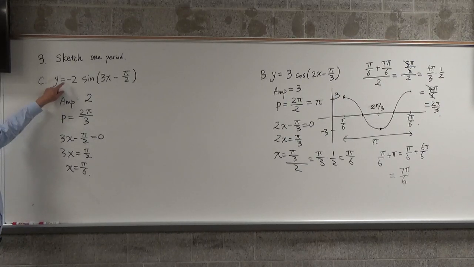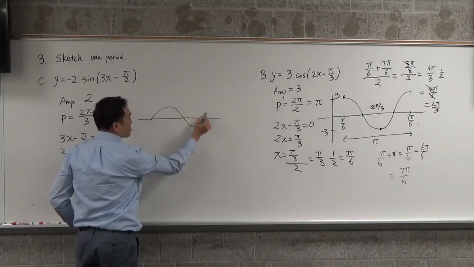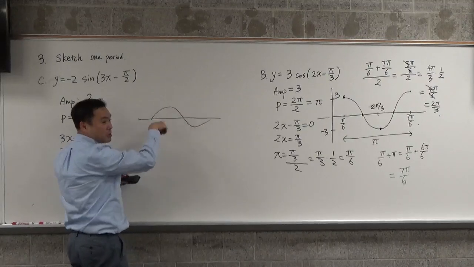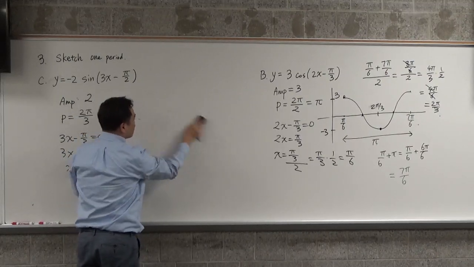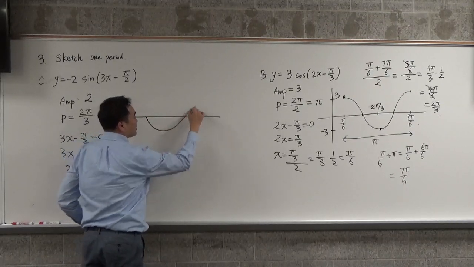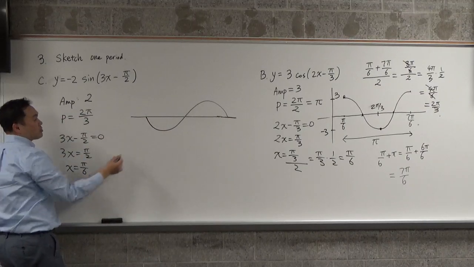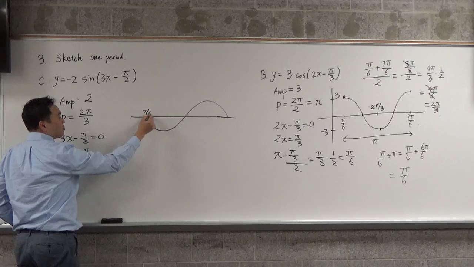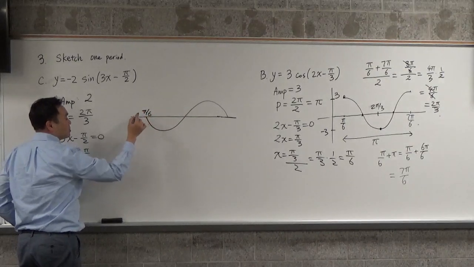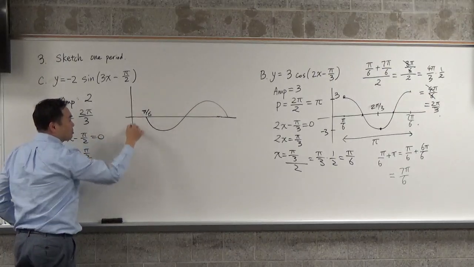However, you still need to know how to handle this minus. What does this do? It flips upside down, right? Good. So instead of drawing the usual sine graph, you have to flip it upside down. So you're going to draw the sine graph upside down, just like this. And you're going to say the graph starts at pi over 6 because that's your phase shift. Pi over 6 is positive, so the actual y-axis will be somewhere here.